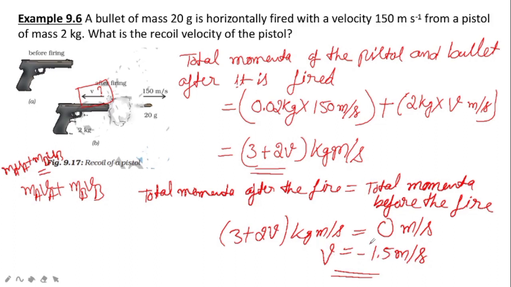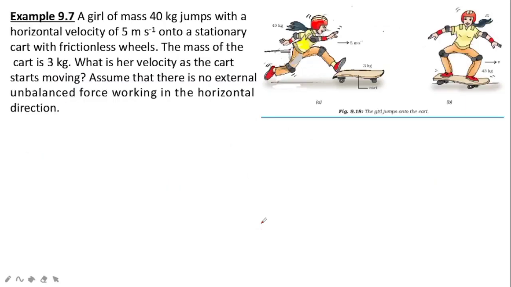So this is the recoil velocity of the pistol, and here you can notice that it has a negative sign. So this negative sign indicates that the direction in which the pistol would recoil is opposite to that of the bullet, that is right to left. Since the bullet's direction is positive, the opposite direction will always have a negative sign. Clear? So this is the method of solving this problem by using the formula of conservation of momentum. So now we will move on to the next problem.